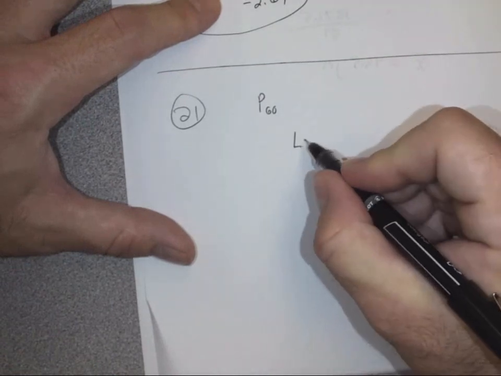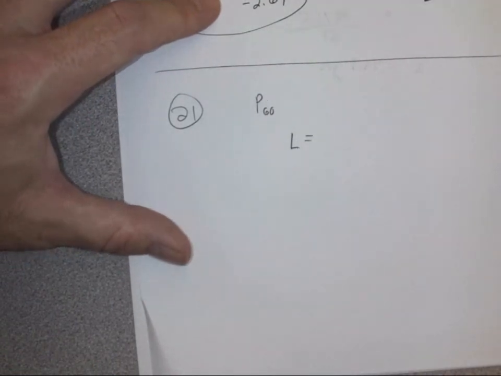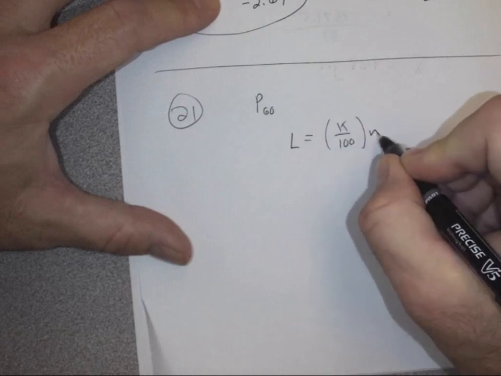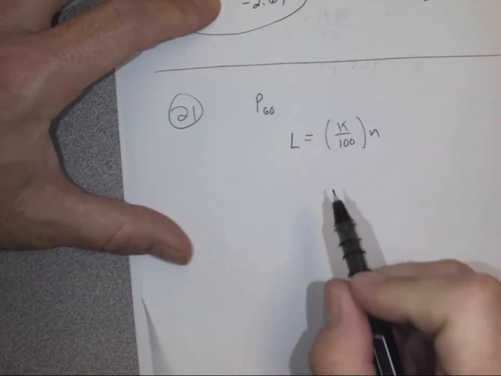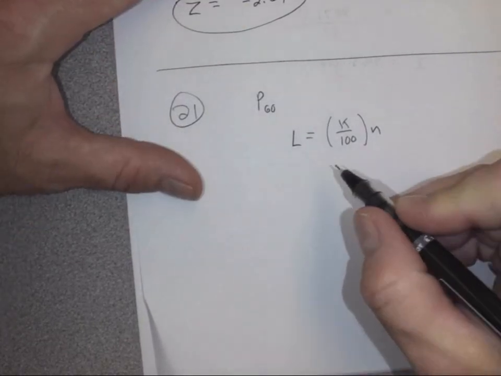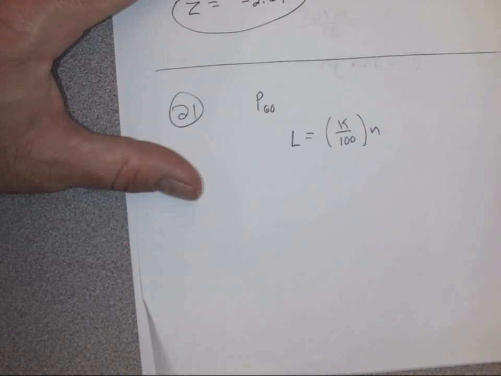In order to find P60, you have to find the location of the 60th percentile, right? So that's what L means. So you know that it's going to be K over 100 multiplied by N. Now this number matters, whether it's a whole number or a decimal. If it's a whole number, you use that location and the location right above it, and then you take the mean of the values in those locations. But if it's not a whole number, if it's a decimal, you simply round up, and that's the location you choose.